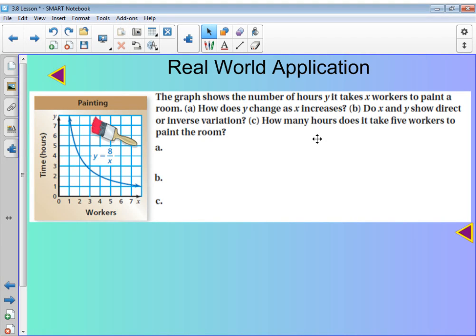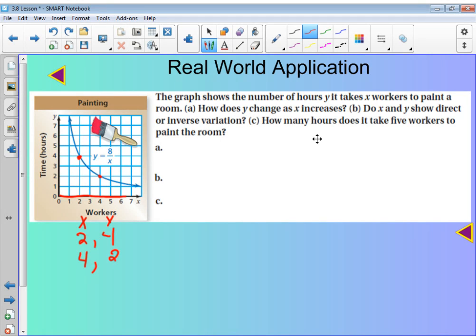As we look through this, first of all, looking at letter A, how does Y change as X increases? If we were to look at this, as our X numbers go up here, what's happening to our Ys? Well, if I were to just pick one, let's say we looked here, that would be 2, 4. If I check the next one, it would be over to 4, up to 2. So here's my X's and here's my Y's. What's actually happening to those? Well, as our X's go up in size, our Y's go down in size, so they decrease.